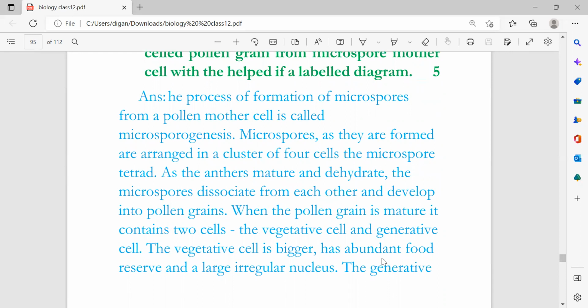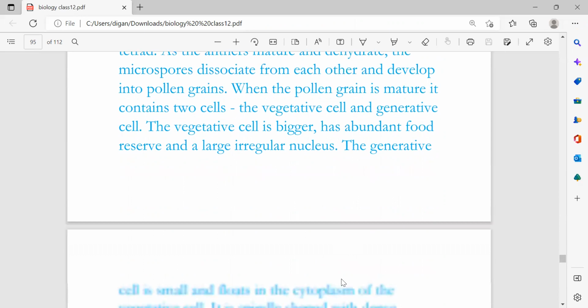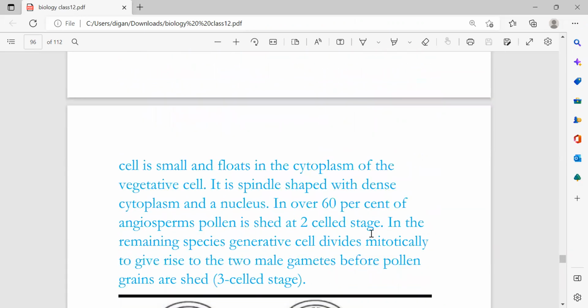The vegetative cell is bigger, has abundant food reserve and a large irregular nucleus. The generative cell is small and floats in the cytoplasm of the vegetative cell. It is spindle-shaped with dense cytoplasm and a nucleus. In over 60% of angiosperms, pollen is shed at the two-cell stage.